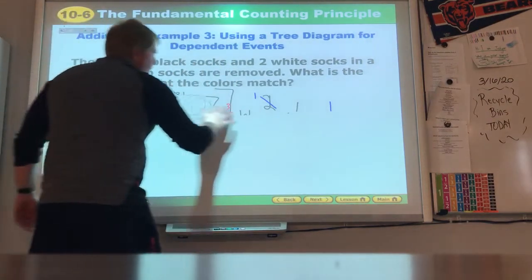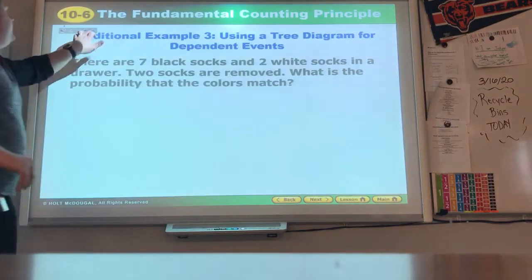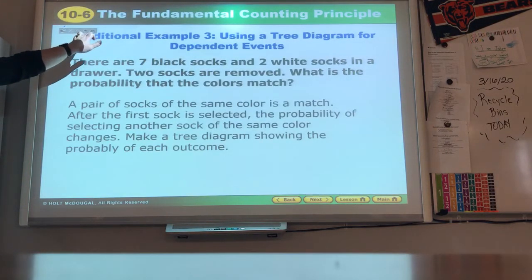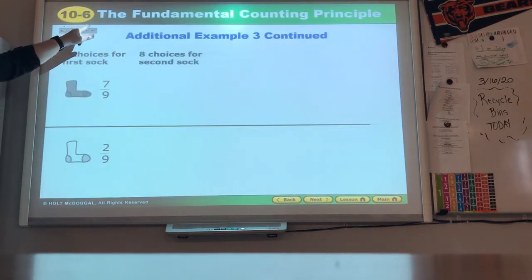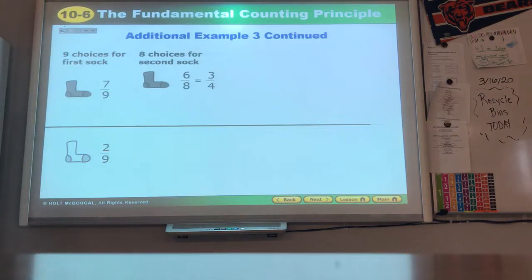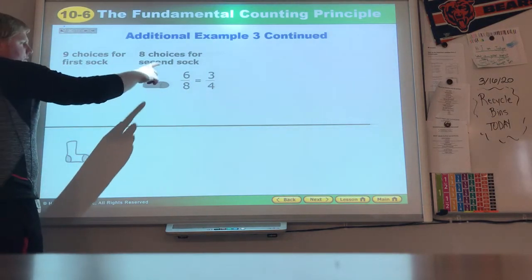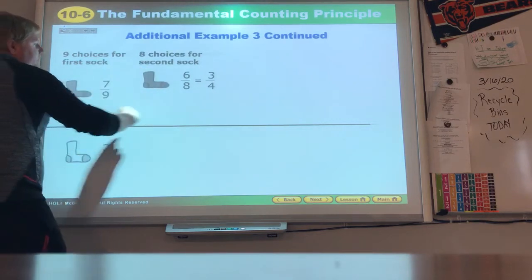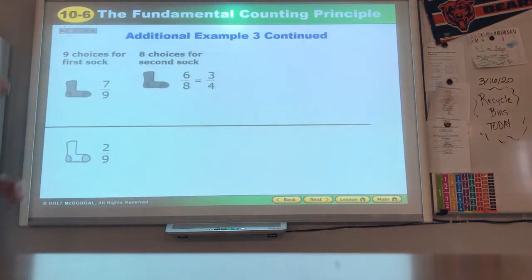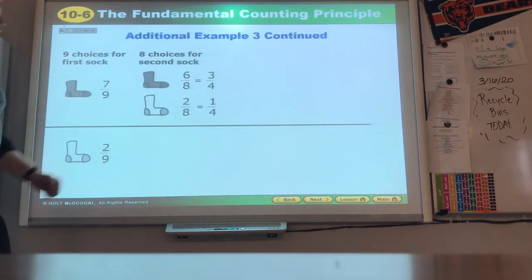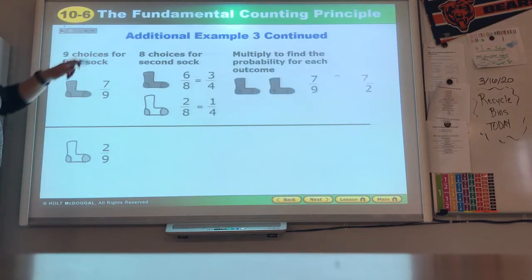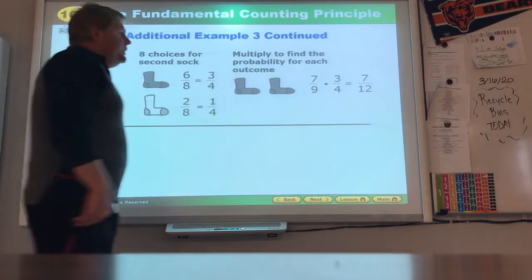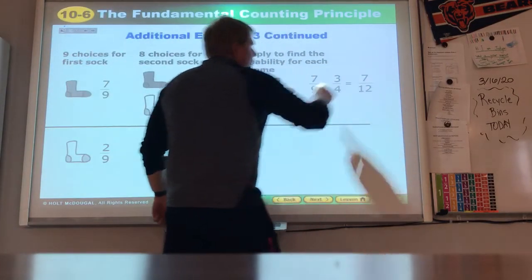Let's go ahead and look at their math. We have to look at black socks. 7 out of 9 for that first one. 8 choices for socks are left. All right, so then there's 6 out of 8, or 3/4 for that second choice. Oh, first choice 7 out of 9, second choice 6 out of 8. We did that. All right, 2 out of 8, or 1/4 chance of the white socks. Okay, 7 out of 12 of getting a black sock.